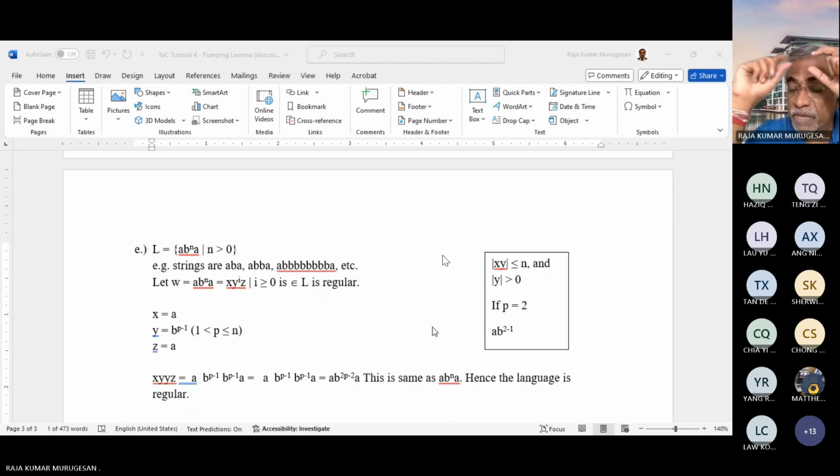When you pump, and if the resultant string is still in the language, it means there is a loop there. That's why the original property is not lost. If you pump and the resultant string is not in the language, then it means there is no loop in the language. If there is no loop, then automatically the original property will be lost. That's why in the lemma, the condition puts y must not be equal to 0.